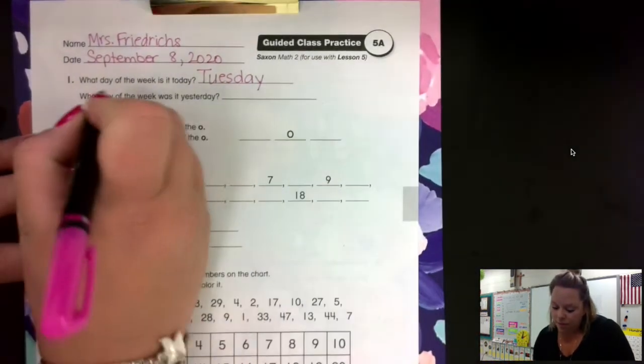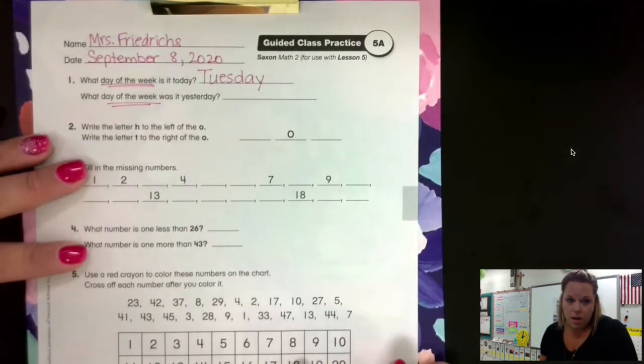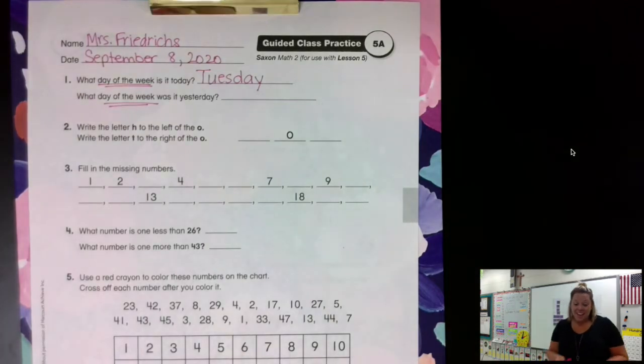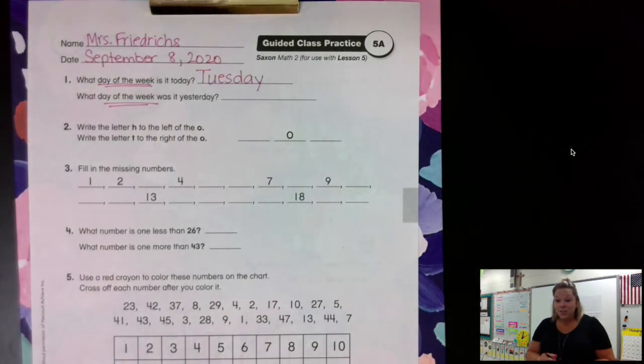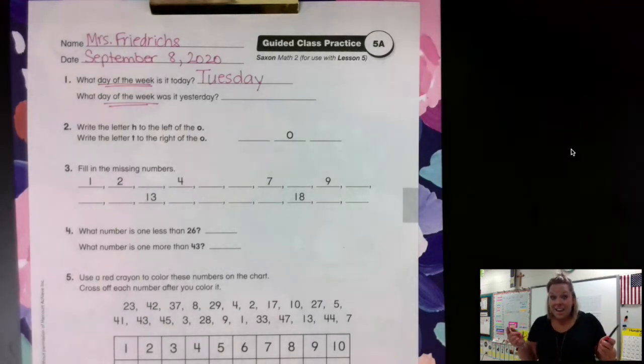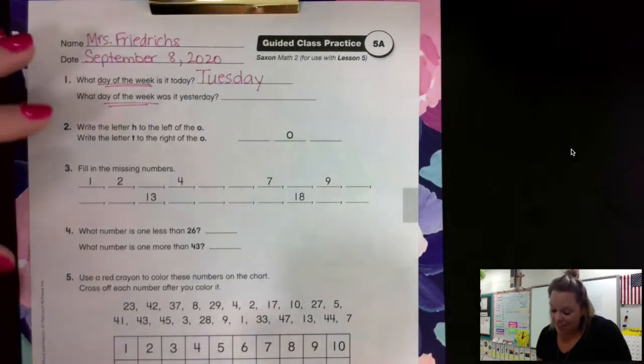What day of the week is it today? Tuesday. Remember, it said day of the week. It didn't ask for month. It asked for day of the week. What day of the week was it yesterday? Well, we can sing our song. Today is Tuesday. Today is Tuesday. All day long. All day long. Yesterday was Monday. Tomorrow will be Wednesday. Let's have fun. Let's have fun.